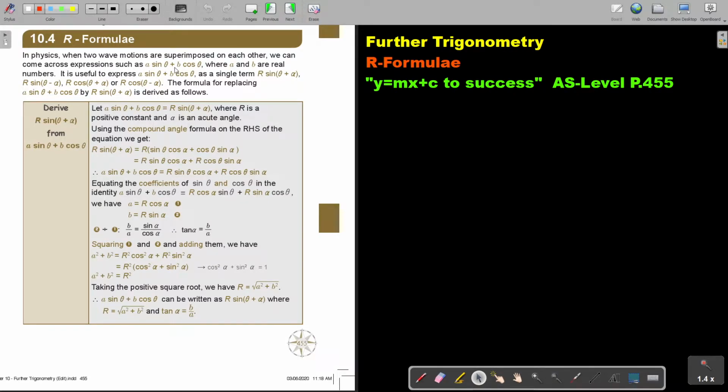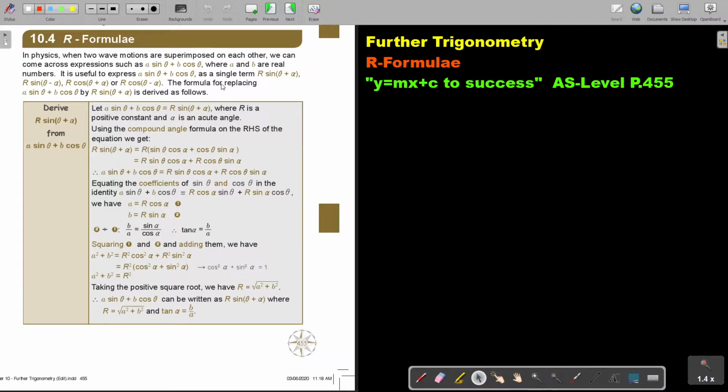a sin theta plus b cos theta, where a and b are real numbers. It is useful to express a sin theta plus b cos theta as a single term. There are two terms, but as a single term, it can be expressed as r sin(theta plus alpha), or r sin(theta minus alpha), or r cos(theta plus alpha), or r cos(theta minus alpha), so it's either sin or cos.